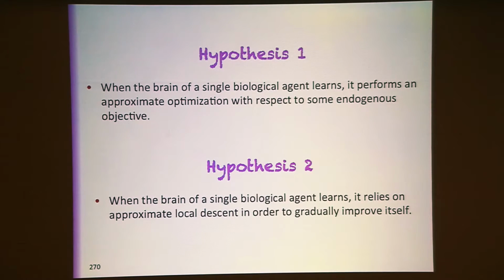So first hypothesis: when the brain of a single biological agent learns, like one person alone, it performs an approximate optimization with respect to some endogenous objective. So we're just saying brains are learning by optimizing something. I think most people agree this is a reasonable hypothesis. Second hypothesis: that learning is by gradual improvements, which means it's a kind of local descent. So we're doing optimization and we're doing it by gradually improving something. And if you put these two things together, you have to conclude that we'll get stuck in local minima.